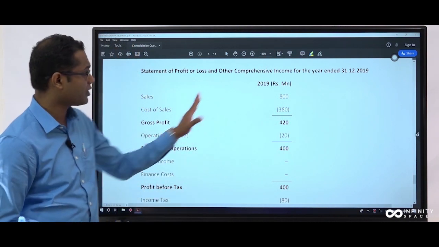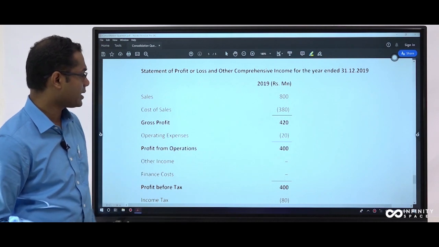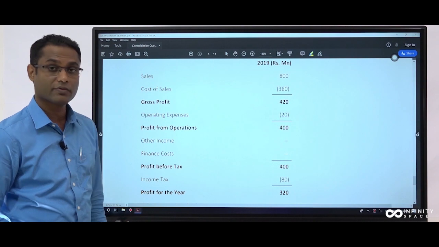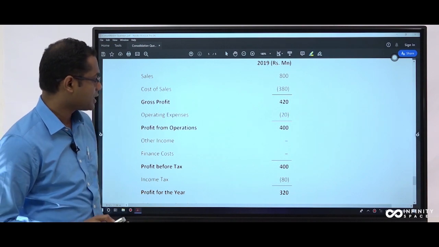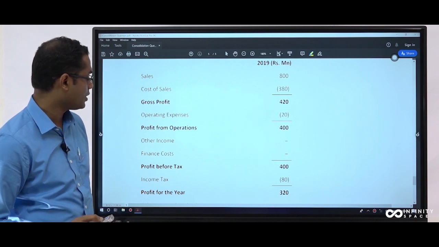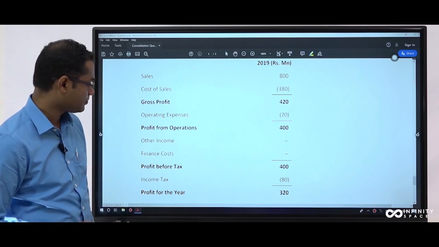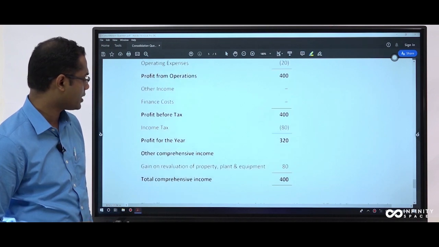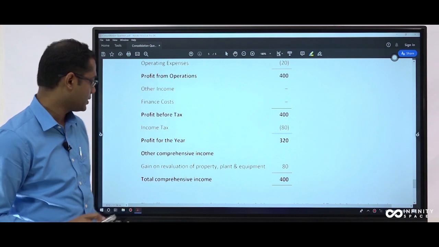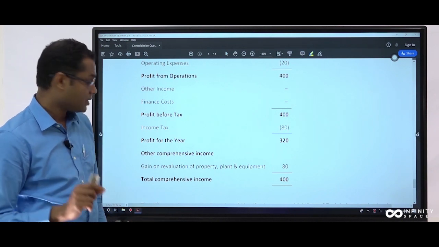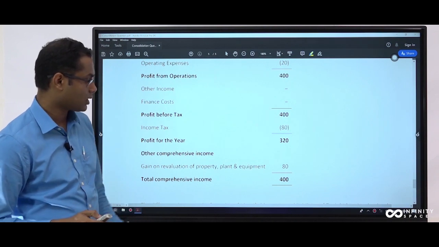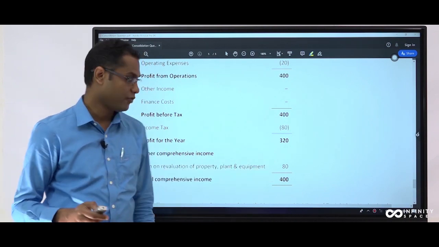Right. So the figures are given for the full year. Sales 800, cost of sales 380, gross profit is 420, operating expenses 20, profit from the operations 400, no other income, no finance cost, profit before tax 400, income tax 80, and profit for the year 320. Under the other comprehensive income, there is one item, that is gain on property revaluation 80. So the total comprehensive income is 320 plus 80, 400.